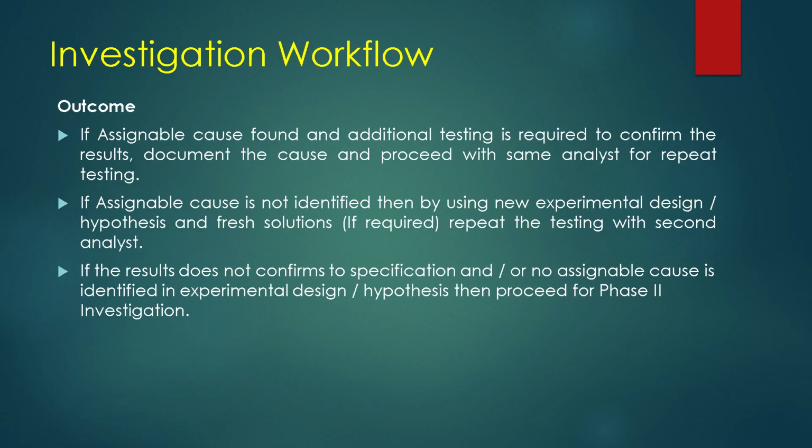Outcome: if an assignable cause is found and additional testing is required to confirm the results, document the cause and proceed with the same analyst for repeat testing. If an assignable cause is not identified, then using a new experimental design or hypothesis and fresh solution if required, repeat the testing with a second analyst. If the results do not conform to specification and no assignable cause is identified in the experimental design or hypothesis, then proceed to the phase 2 investigation.